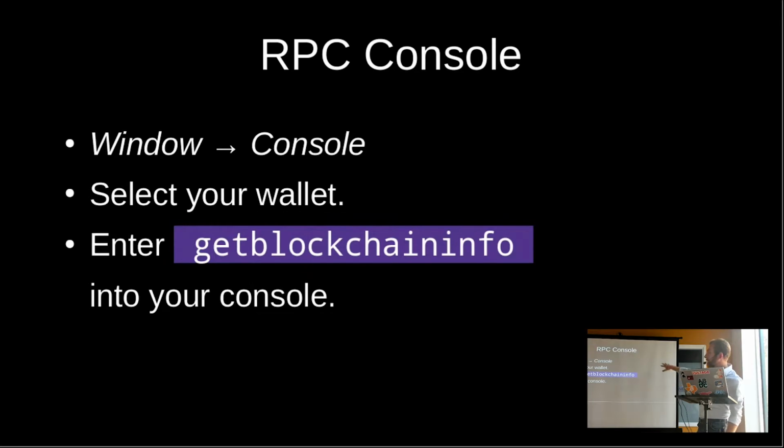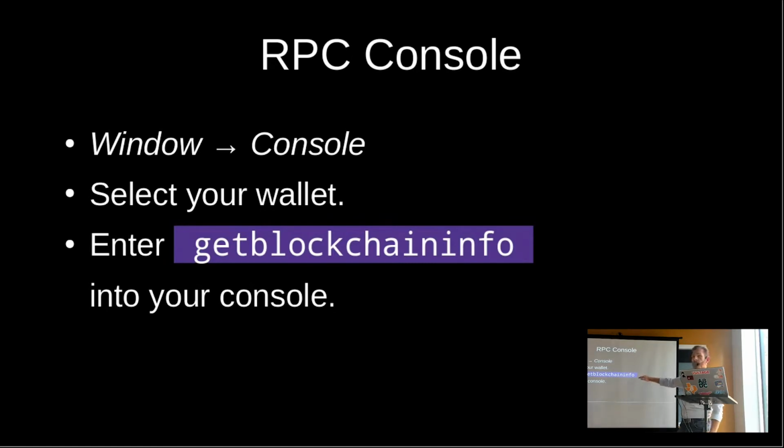In the graphical interface, you would go to Window at the top, and then you would go to Console, and that'll open your RPC console. If you already created a wallet, then in the graphical interface, you can actually select your wallet from a dropdown, the one that you've created. And then at the bottom, you're going to put in this command, getblockchaininfo, and then hit enter.